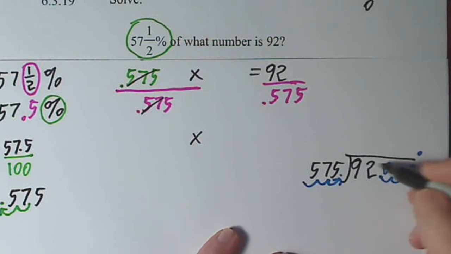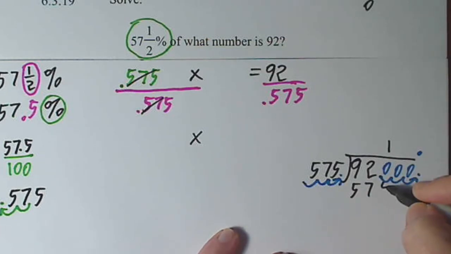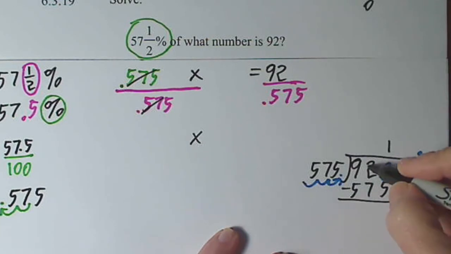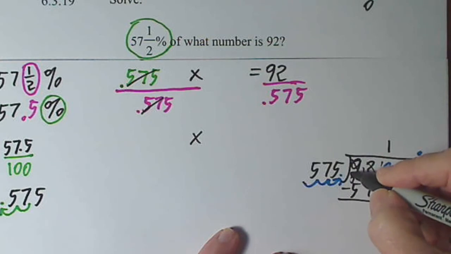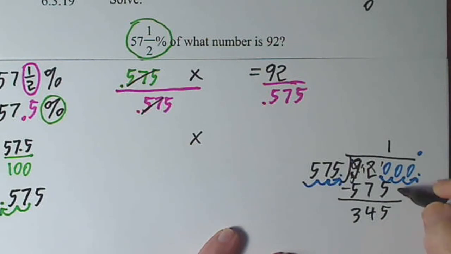Now 575 goes into 920, I suspect 1 time, because twice would be over 1,000. 5, 11, 4, and that's 8. 345 left over. Bring down your next digit.